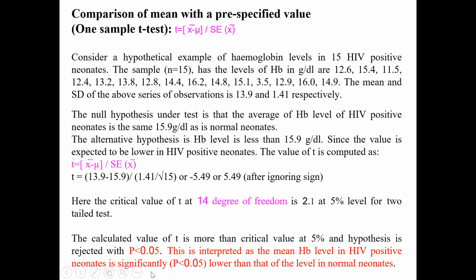So this is interpreted as: the mean hemoglobin level in HIV positive neonates is significantly lower than the level in the normal neonates. All right, so this is the inference. That means there is a significant difference. This is how we try to prove that there is a significant difference between the hemoglobin level of the HIV positive neonates as compared to the normal.